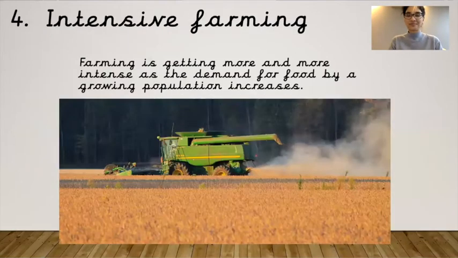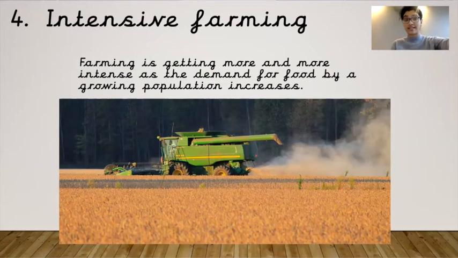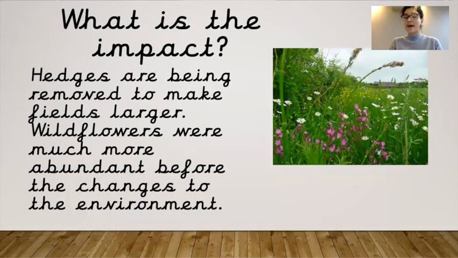Number 4, the fourth change is intensive farming. Farming is getting more and more intense as the demand for food by a growing population increases. What is the impact? Hedges are being removed to make fields larger. Hedges are like huge bushes, basically. Wildflowers were much more abundant before the changes to the environment. So that means that before this happened, wildflowers were seen a lot more than they are today.